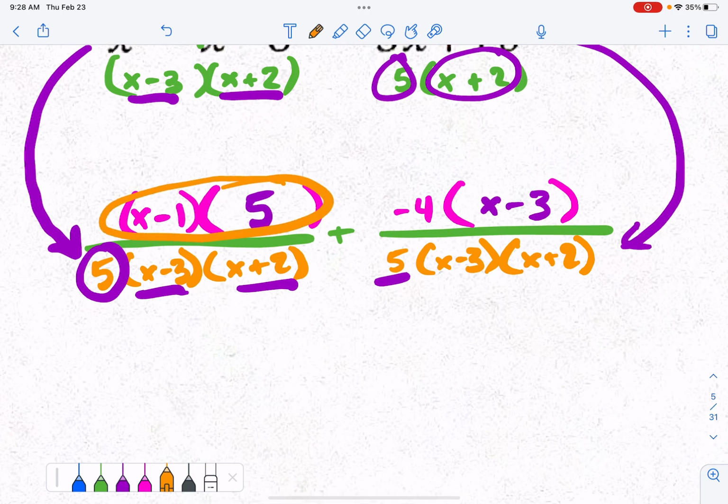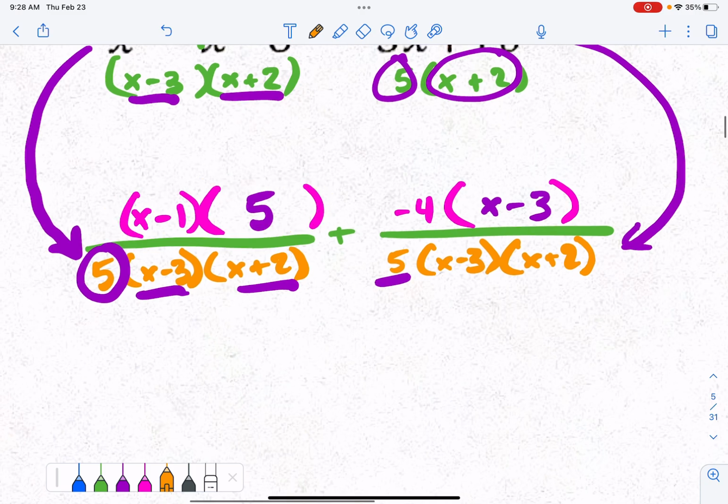So this right here is x minus 1 times 5. What we're going to do is distribute the 5 through, and 5 times x is 5x, and 5 times -1 is -5.